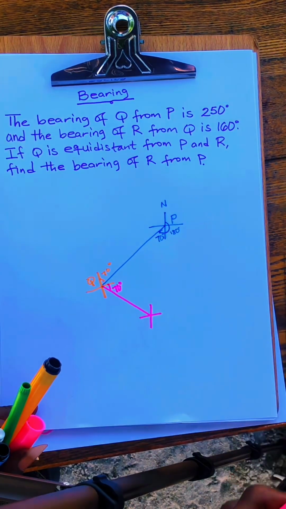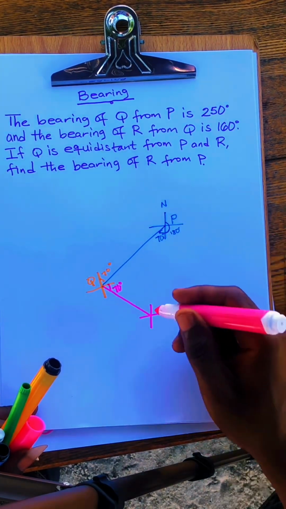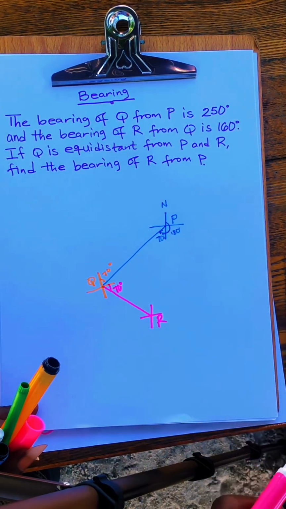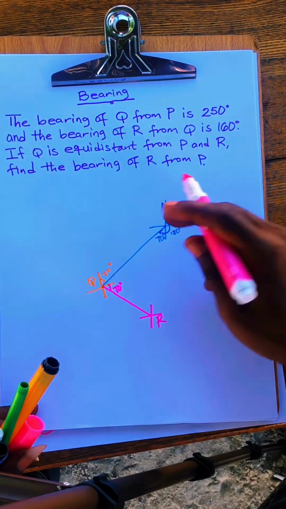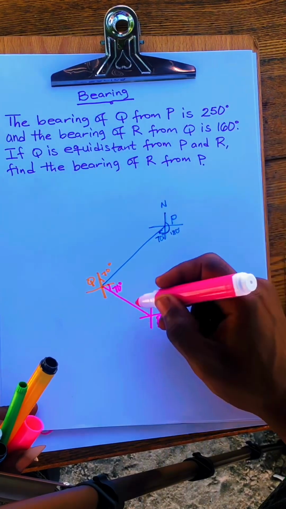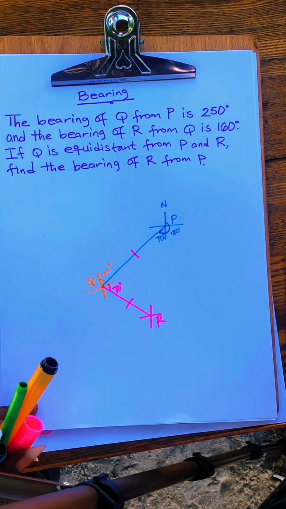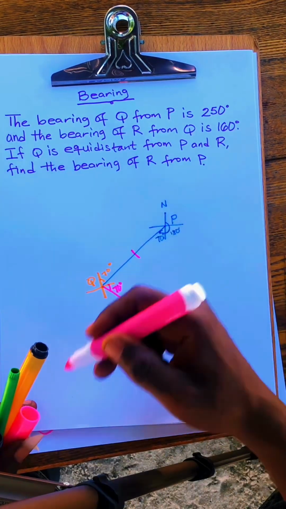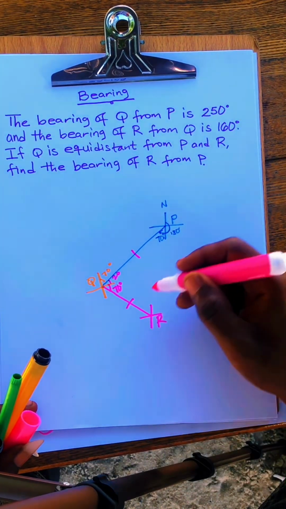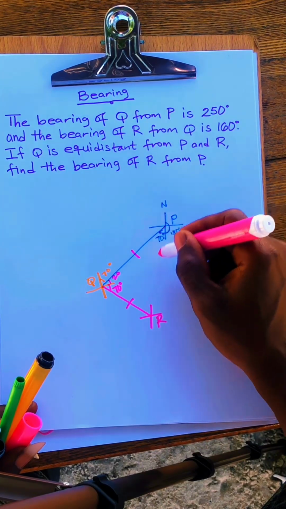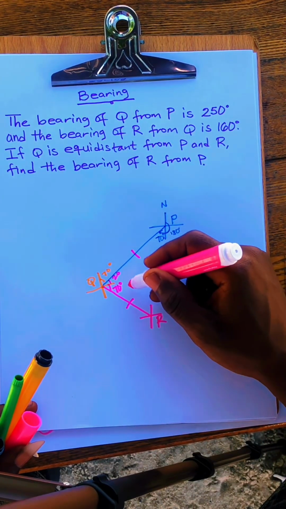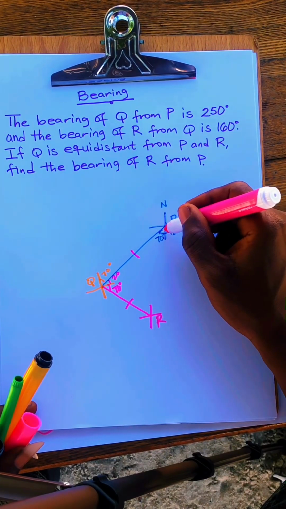The next thing the reading says, the bearing of R from Q is 160 degrees. So to get 160 degrees for R from Q, we will be in the second quadrant, starting from the geographic north, because we already have 90 degrees in the first quadrant. Then how many degrees can be added to that 90 degrees for us to get 160 degrees? It means that we'll have 70 degrees. So that is the 70 degrees being cut.